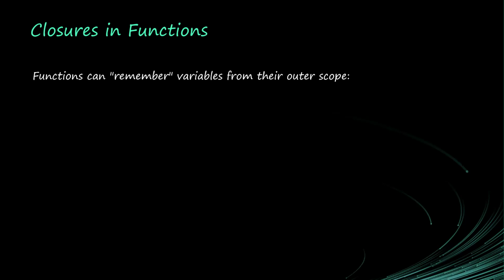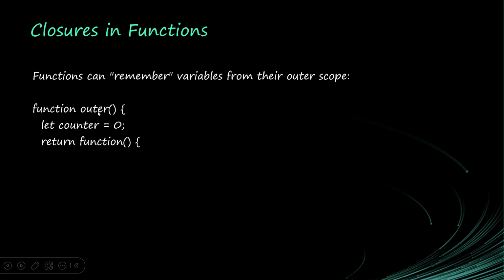Okay, so closures. In the next class, we'll be talking about closures. But let me just give you a hint. Functions can remember variables from their outer scope. Now, a function can have another function inside of it. So you see, in this case, we have an outer function. The name of this outer function is outer. And we have another function inside of it.